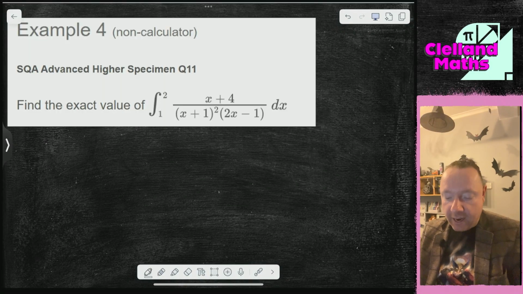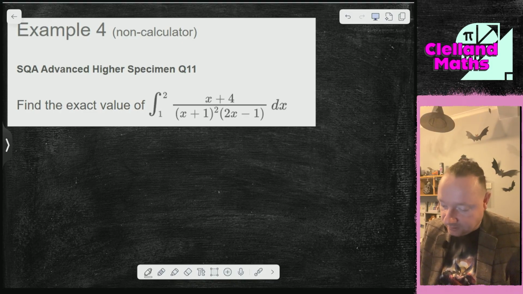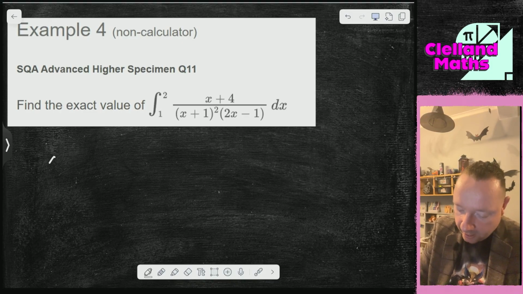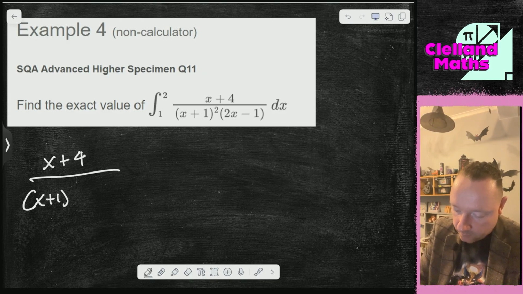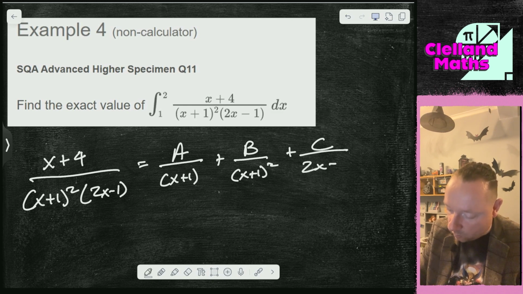Example 4, SQA Advanced Higher Specimen Paper, question 11. Find the exact value of the integral between 1 and 2 of this. So again, we're using partial fractions. Let's just do that first. (x plus 4) over (x plus 1) squared times (2x minus 1) equals A over x plus 1, plus B over (x plus 1) squared, plus C over 2x minus 1.